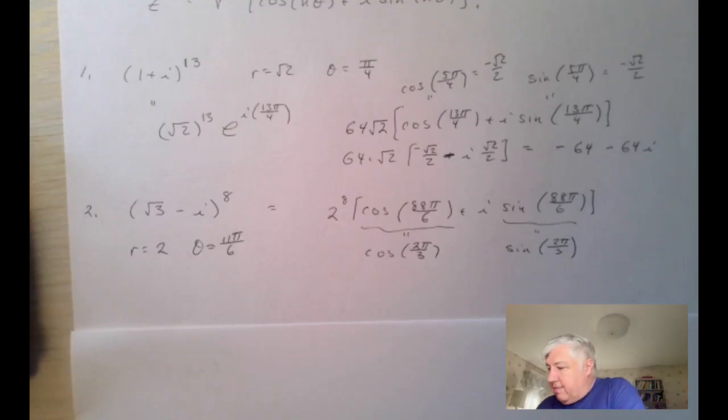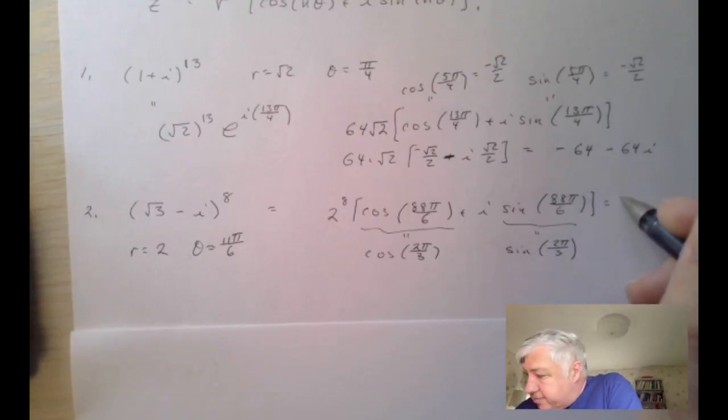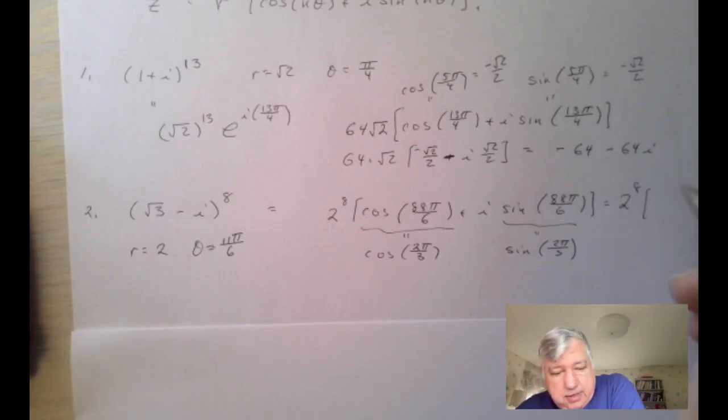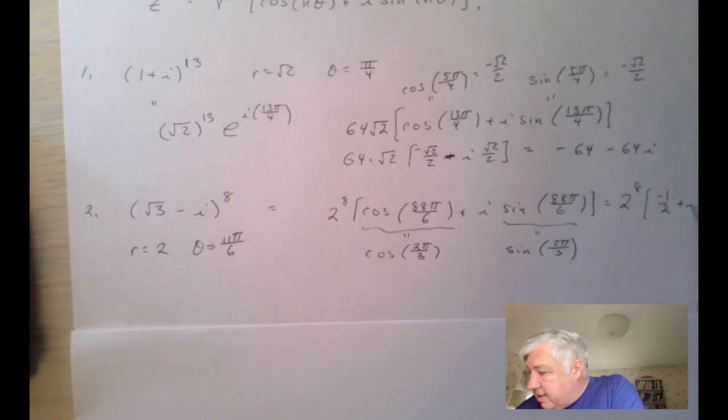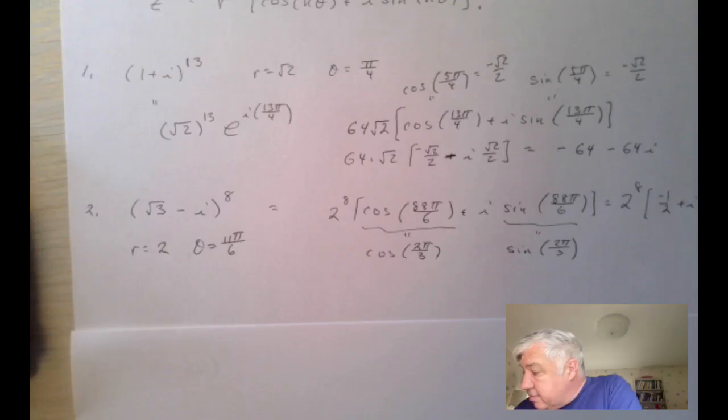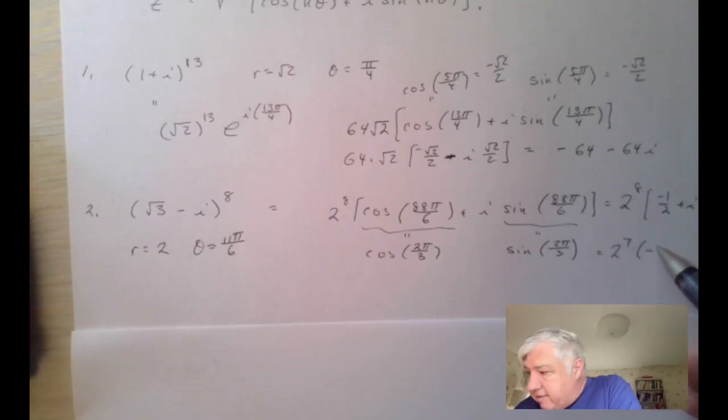So this is going to be 2 to the 8th times negative 1/2 plus I times square root 3 over 2. And when you simplify this, this is going to be 2 to the 7th times negative 1 plus square root 3.